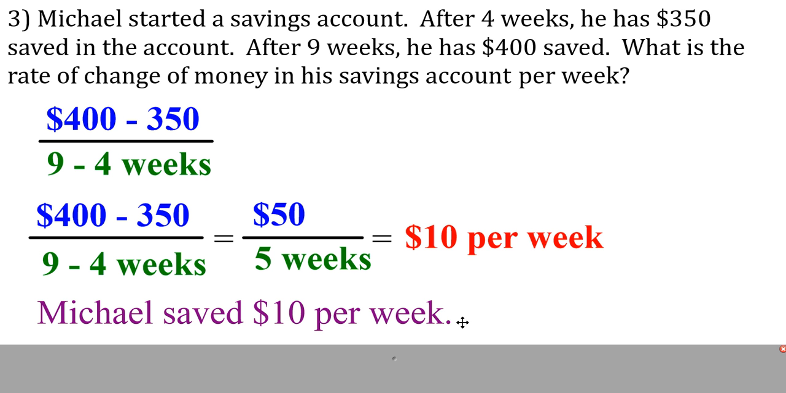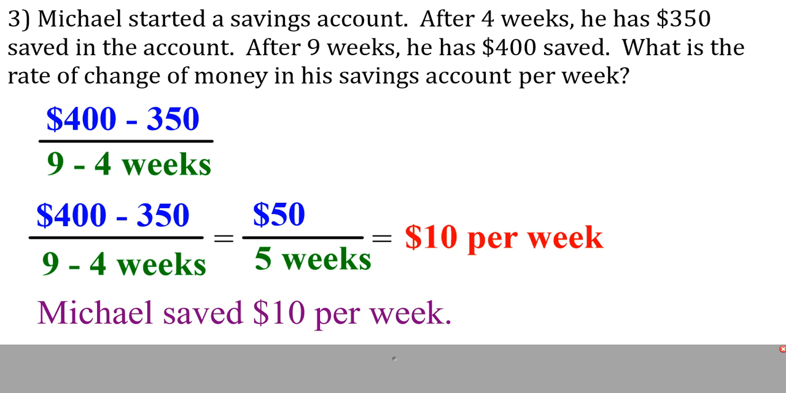Now, we don't want to say that that's the slope because we don't know what happened the first 3 weeks or what happened after 9 weeks. The rate of change could be different. So that's why we're going to say the average rate of change over weeks 4 to 9, that interval, was $10 per week.